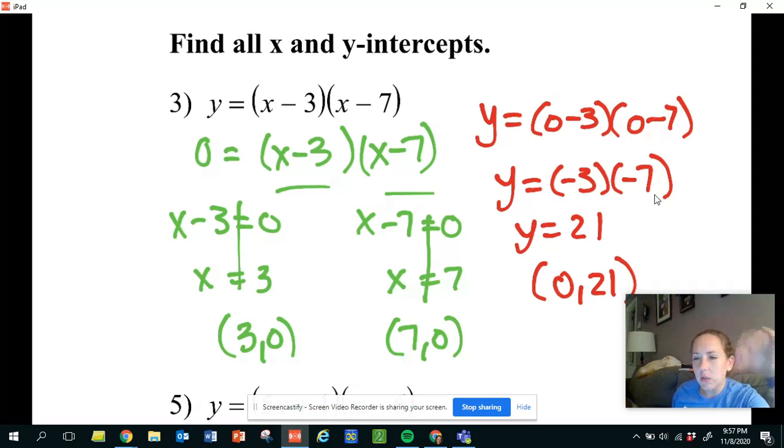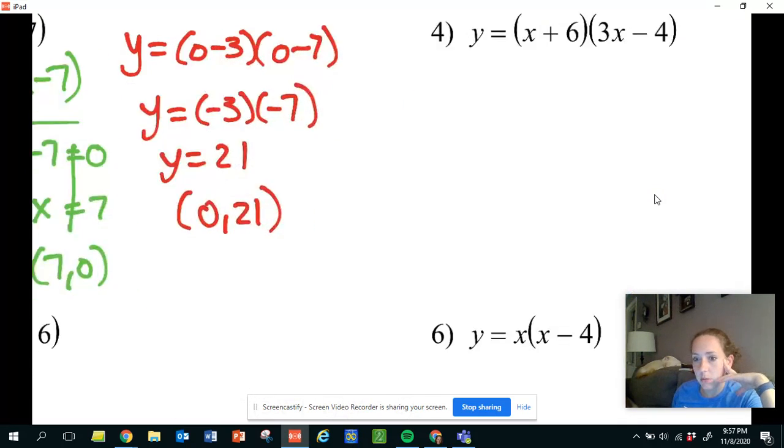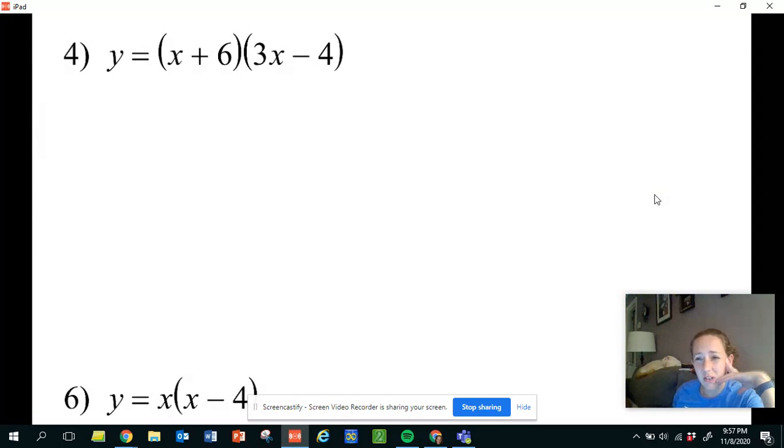So none of this stuff is like totally new. It's just we haven't really seen it this way before. So I'm going to do a few more. Hopefully my computer doesn't freak out on me and I don't have to do this 500 million times.